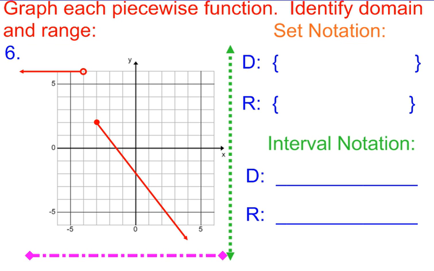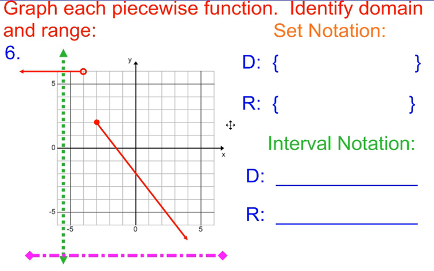In this lesson, we're going to talk about how to use set and interval notation when we are describing the domain and range for a piecewise function. As you can see in number 6, we have a piecewise function on this graph. And so to do the domain, we're going to take this vertical line here, and we're going to move from left to right to say where this graph is touching x values.